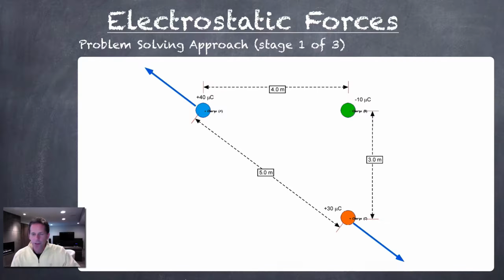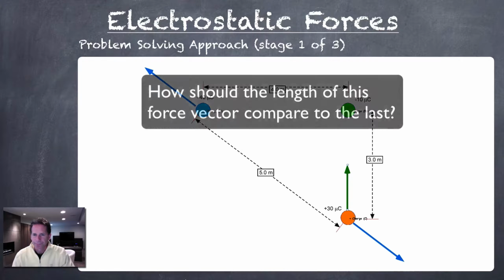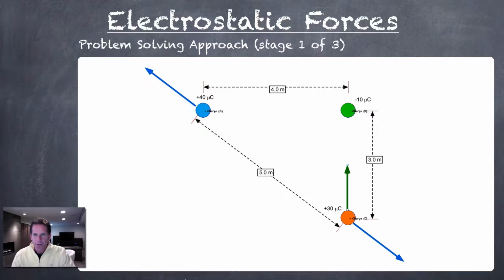So now let's look at the positive 30 compared to the negative 10. They're oppositely charged, so they should attract each other. So the positive 30 microcoulomb charge would experience a force directly upwards. Now again, same problem. How long should this vector compare to the last one that we just drew? So let's take a look at that situation, and again, it'll take a little bit more work, but let's see what we can figure out.